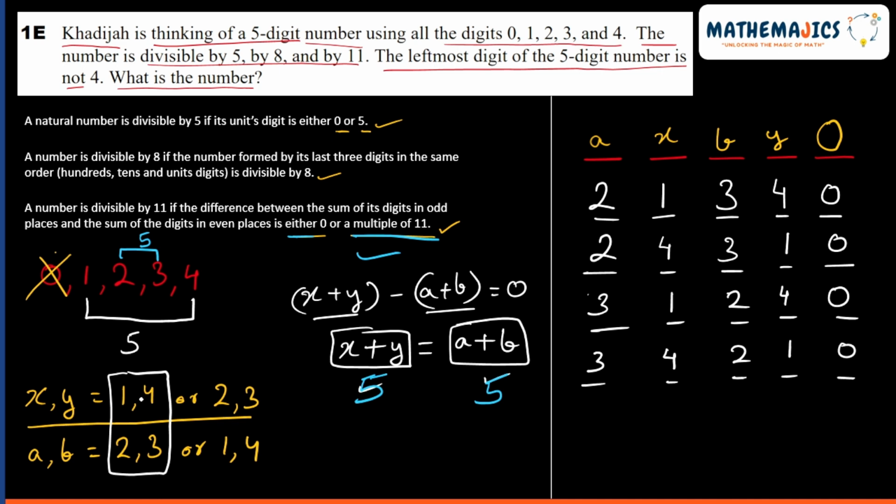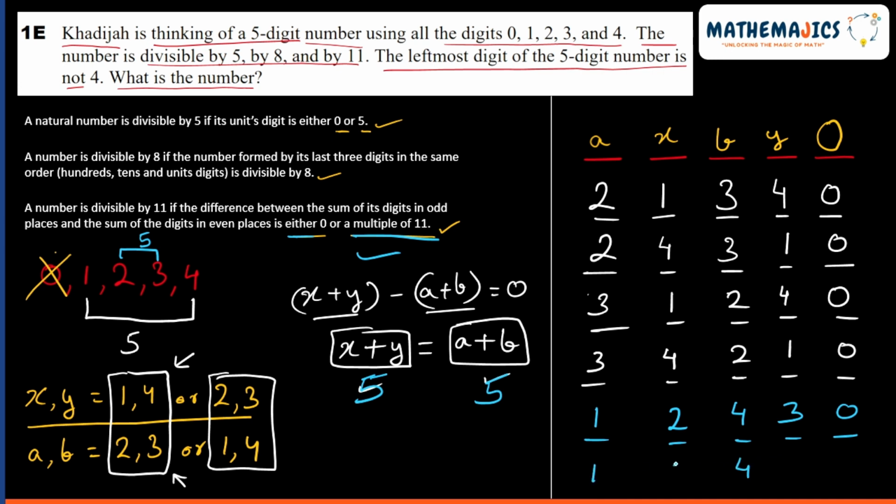Now, as we have used this possibility where x and y are 1 and 4 and a and b are 2 and 3, in a similar way, I can use this possibility as well. I'll be using this possibility in a different color. So, when x and y are 2 and 3, and a, b are 1 and 4. So, this is 1 and 4, right? Last number is 0 itself. Like this, we form a few more numbers, or it can be 1, 4, 3, 2, 0, right?